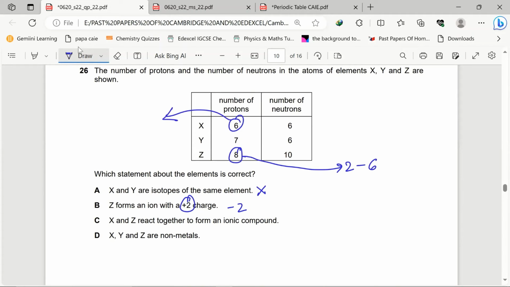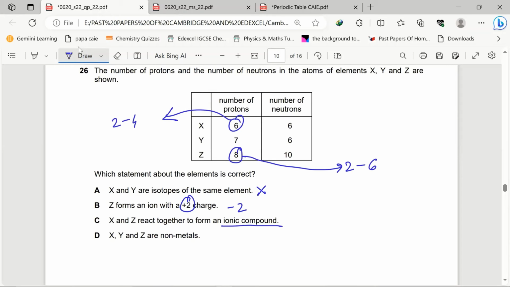So it should be 2, 4, which should be carbon. And Z is 2, 6. So carbon and 2, 6 means oxygen. So it's not an ionic compound because both are non-metals. Should be covalent compound. X, Y, and Z are non-metals.